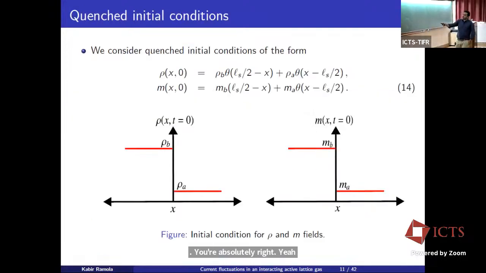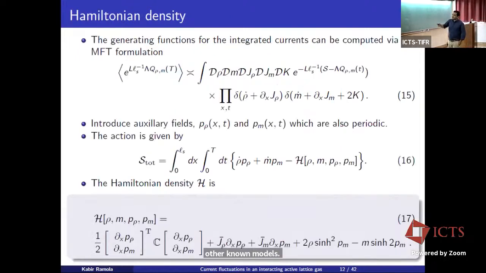So we start with these boundary conditions, which are again well studied in the literature in the context of simple symmetric exclusion process and other known models. So we can now write down, using that, a large deviation function for the quantity that we are interested in. So let's start with the large deviation function, which is basically the generating function for the integrated current.